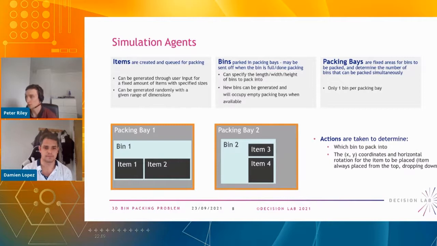And then also the actions to take. So when we're making a decision, we have to choose which of the available bins we want to pack into. And then when we've decided upon the bin, we need to decide the X and Y coordinates of where exactly we're placing the item in the bin.